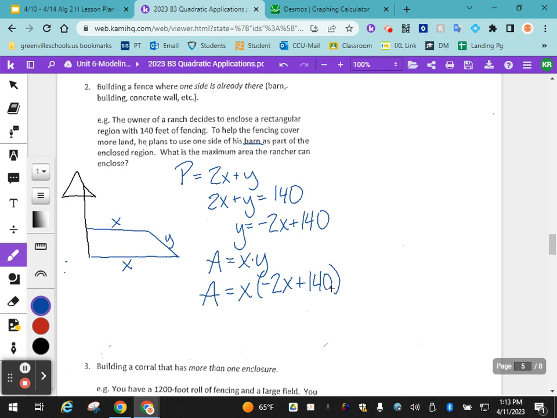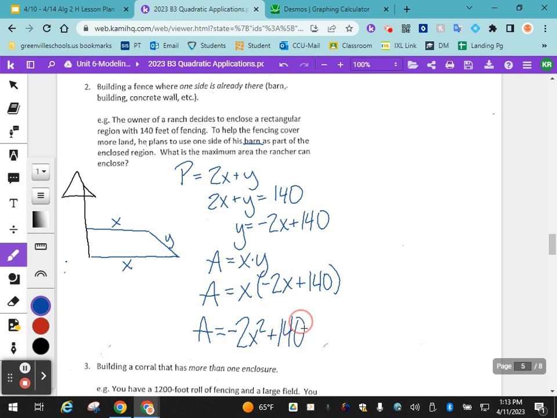I don't know why. Am I going too fast? If it says that there's something enclosed with how many feet, just put it into your perimeter equation. You say your perimeter equation equals your amount of fence. So just to simplify it, negative 2x squared plus 140x.